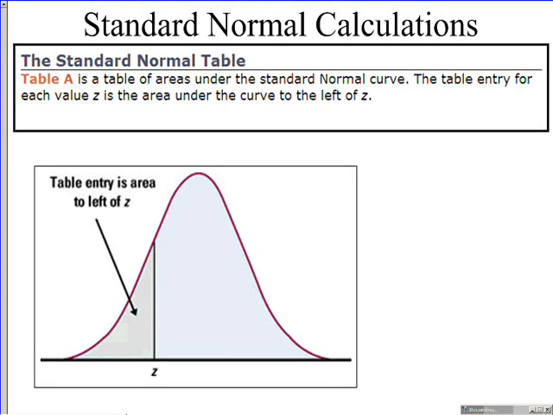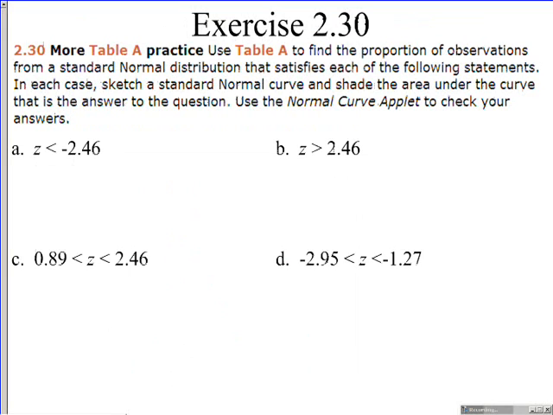So looking at problem 30 here, use table A to find the proportion of observations from a standard normal distribution that satisfies each of the following statements. In each case, sketch a standard normal curve and shade the area under the curve that is the answer to the question. Okay, whenever you are working with a normal distribution, it is always a good idea to draw a picture of what it is you are finding.